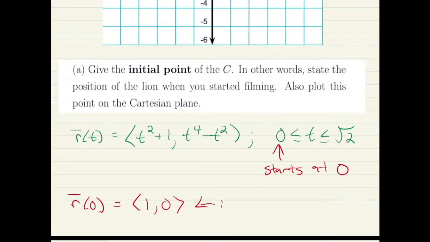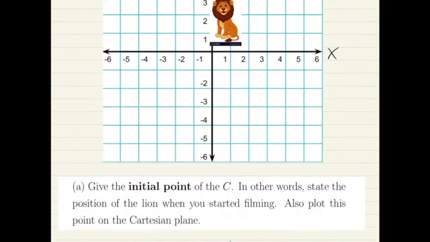Folks, this is called the initial point. 1, 0. As instructed, let's plot this. 1, 0. There's where the lion starts.